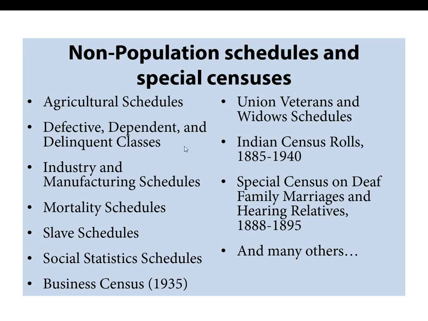So today we're going to talk about the agricultural schedules, the defective, dependent, and delinquent classes, the industry and manufacturing schedules, mortality schedules, and slave schedules, and social statistics schedules. So many censuses to go over. We are not going to cover the business census, which is done in 1935. We're not going to do the Union veterans and widows schedule, which was done in 1890. It's the one census that we have from 1890 that survived.